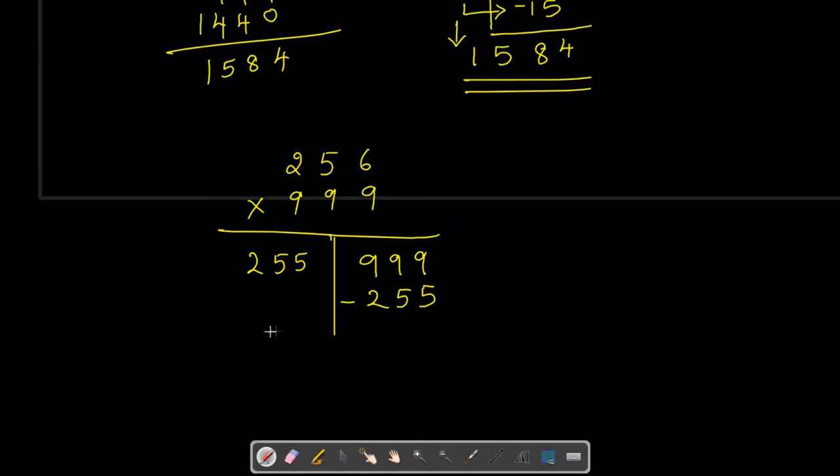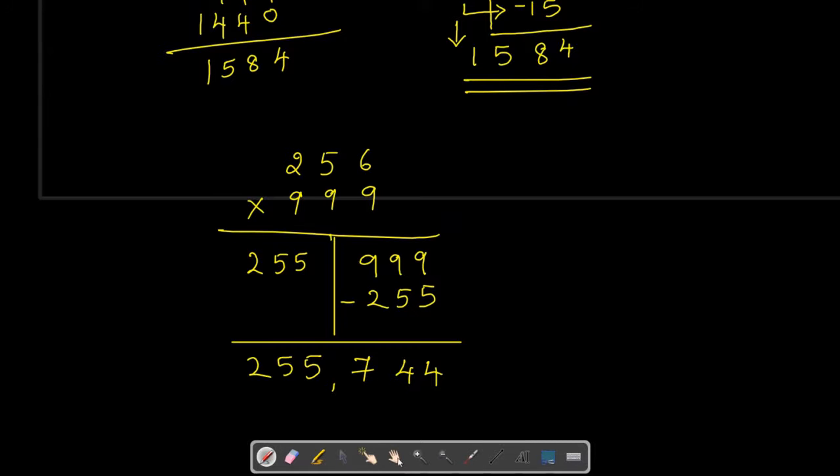So what do I get? I write this 255 as it is, and subtracting gives me 744. That means my answer is 255,744. Isn't it so easy and simple?